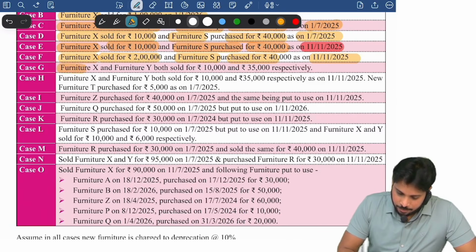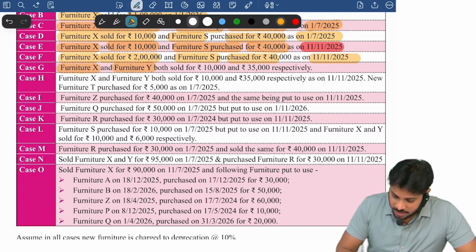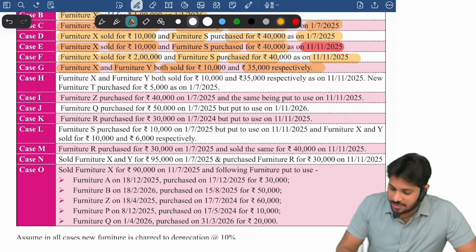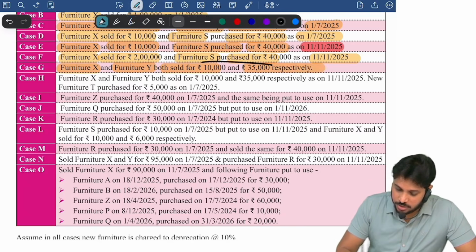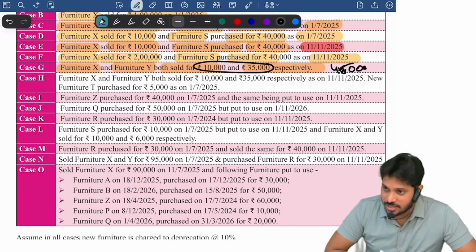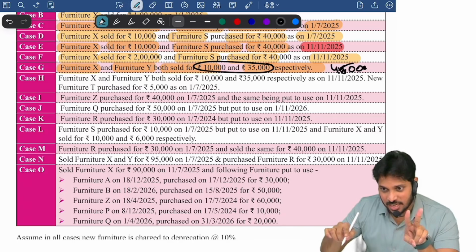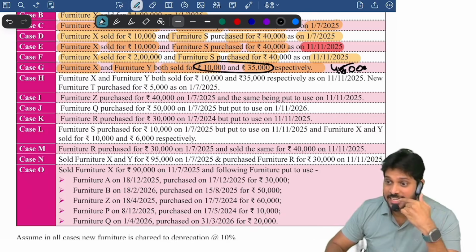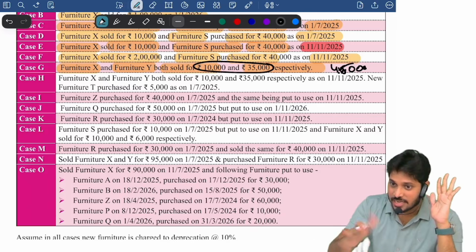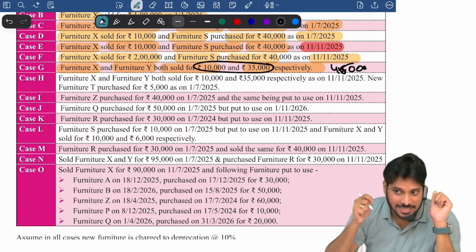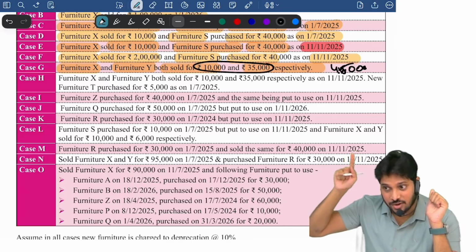G. Both furniture X and furniture Y are sold for 10,000 and 35,000 respectively, which means both furniture sold put together for 45. And if you see, opening value has only these two furniture. Before the closing date, as on 31st March, two furnitures were sold. The entire block is sold. As on 31st March, there is no block. You can't calculate depreciation. Again, you have to calculate capital gain or capital loss.